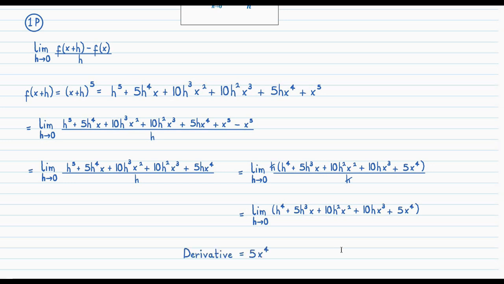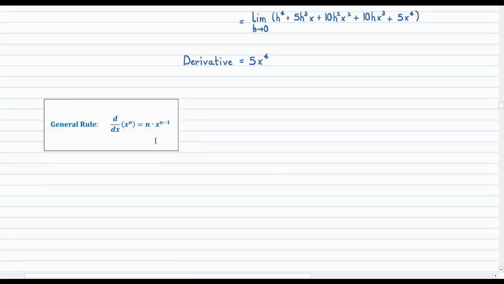Then let's use the general rule of differentiation. That's the equation to be used, but first we need to compare the two forms. This one on the right means if you differentiate a function of the form x to the power of n, you get n times x to the power of n minus 1. In this case, the function is x to the power of 5, so n equals 5.